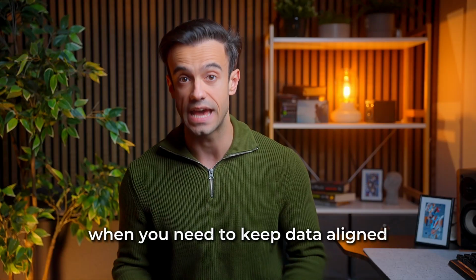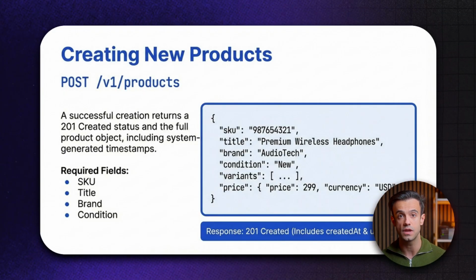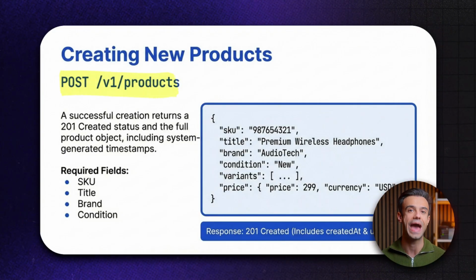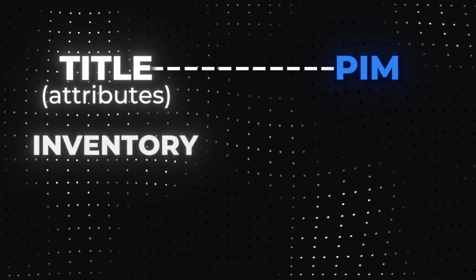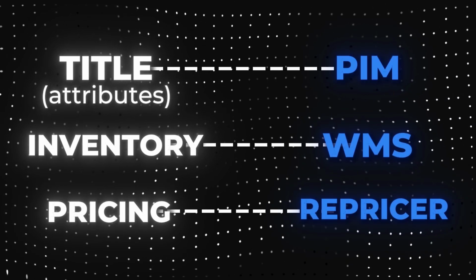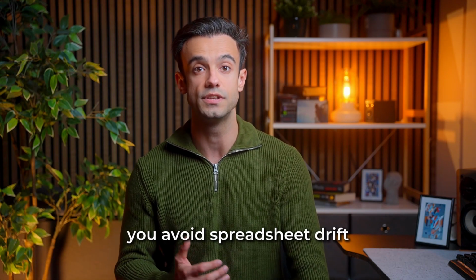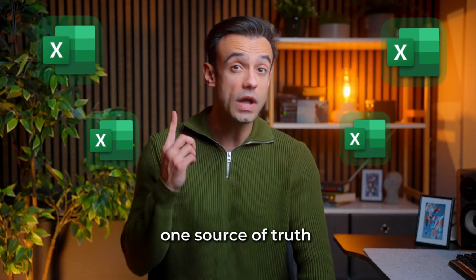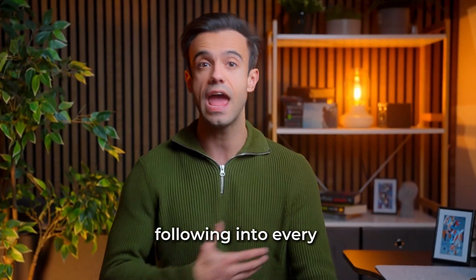The response follows a unified schema, including metric dimensions and marketplace identifiers like ASIN and GTIN. When you need to keep data aligned, use POST to create products programmatically or PATCH for partial updates. For example, you might update titles and attributes from your PIM, while inventory comes from your WMS and pricing comes from your repricer. This approach helps you avoid spreadsheet drift and keeps one source of truth flowing into every selling channel.